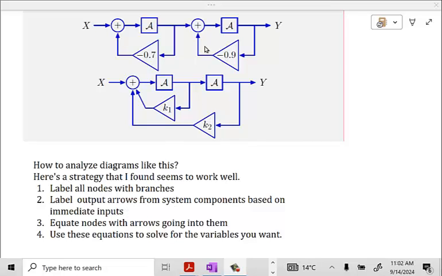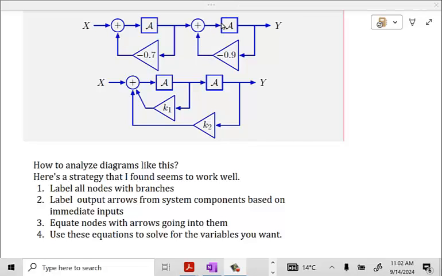Now, according to this rule, if I label output arrows from system components based on immediate inputs, I would label this output arrow here based on immediate inputs. What's the immediate input? The immediate input is from here, it's from y. Okay? So the output arrow here I would label as minus 0.9 y. Now I'll do an example and write it out. I'm just trying to go over the rules and explain what they mean. So in this case, it's clear.